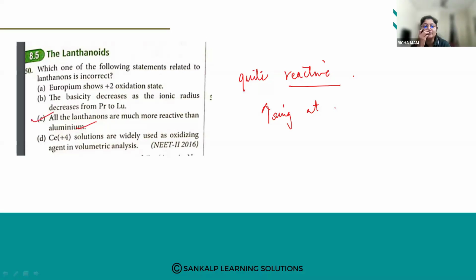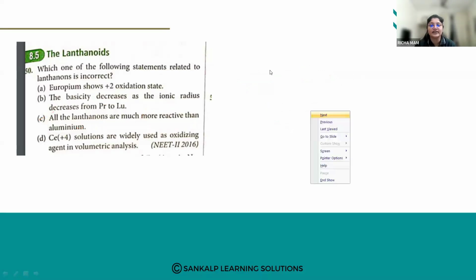So this is incorrect: all the lanthanoids are much more reactive than aluminium. No. The first few elements are highly reactive. As the atomic number increases, they behave similar to aluminium, not more reactive than aluminium. So option C is the incorrect statement.